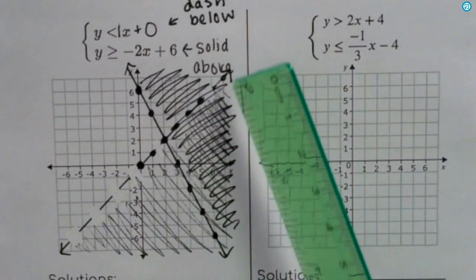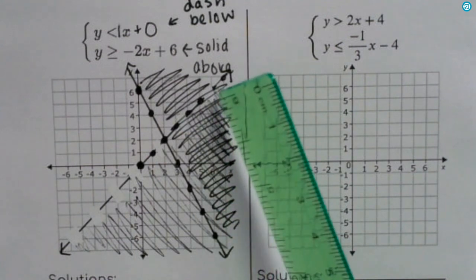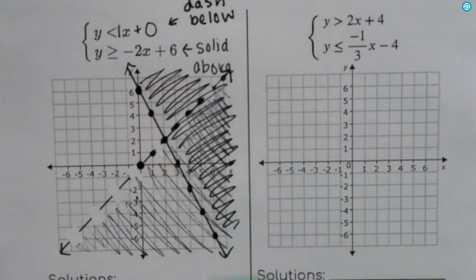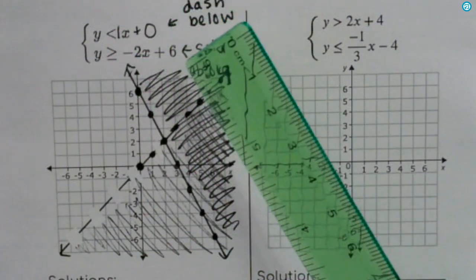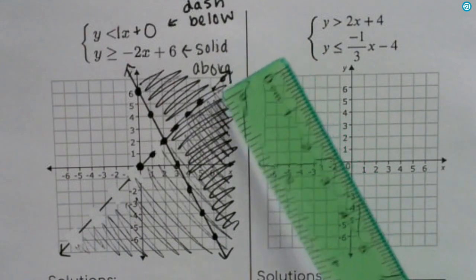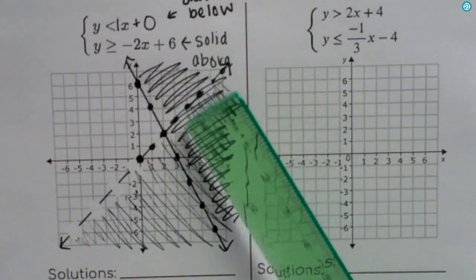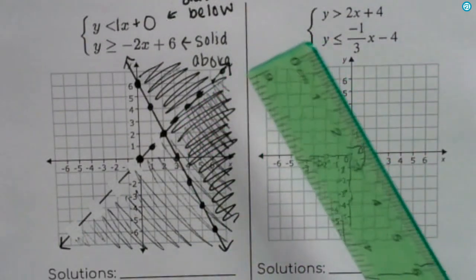Do you guys see how this section right here, so this little triangle right here, see how it has lines going both directions? That is where my solutions are. Those are the points that are both less than 1x plus 0 and greater than or equal to negative 2x plus 6. So it's just this little area here is where my solutions are.